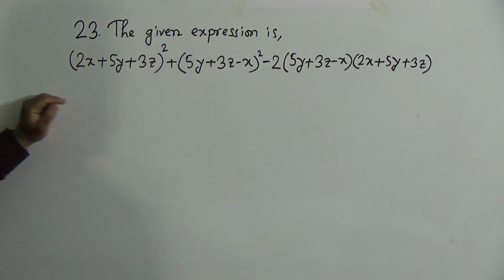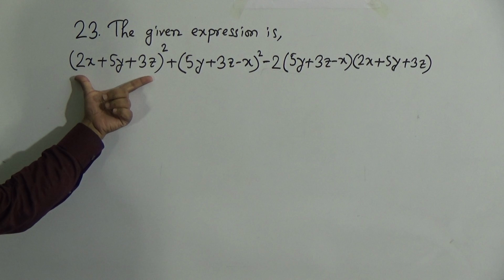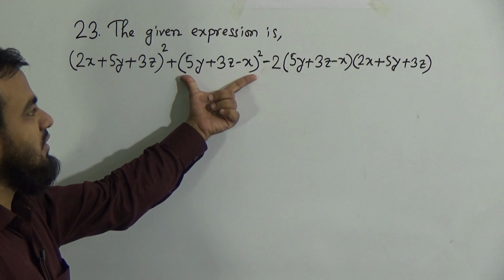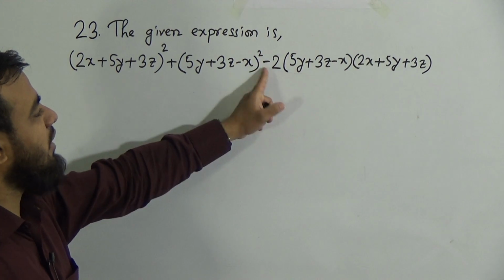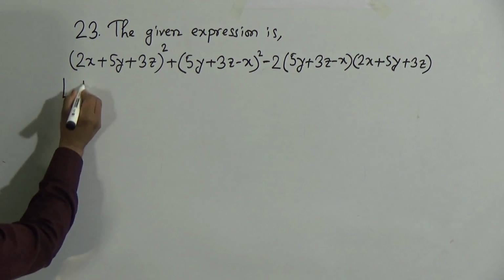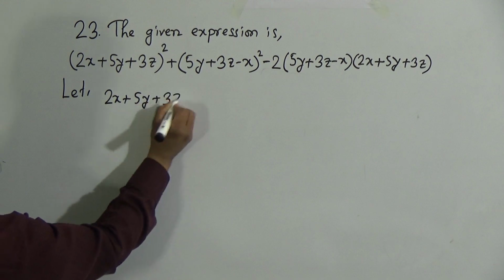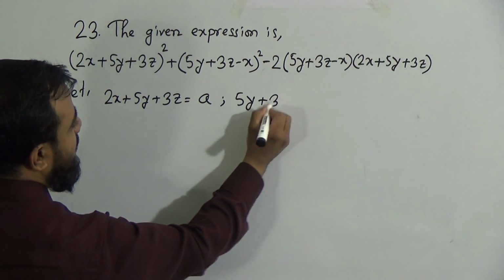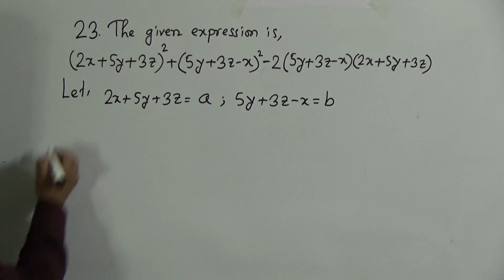Okay, to create this formula, look, we can assume this one as a, that means twice x plus 5y plus thrice z as a. Okay, we can assume 5y plus thrice z minus x as b. Then we will get a square plus b square and minus 2ba. Okay, first of all, let twice x plus 5y plus thrice z, that one equal to a, and another one is 5y plus thrice z minus x, that one equal to b. We can assume.